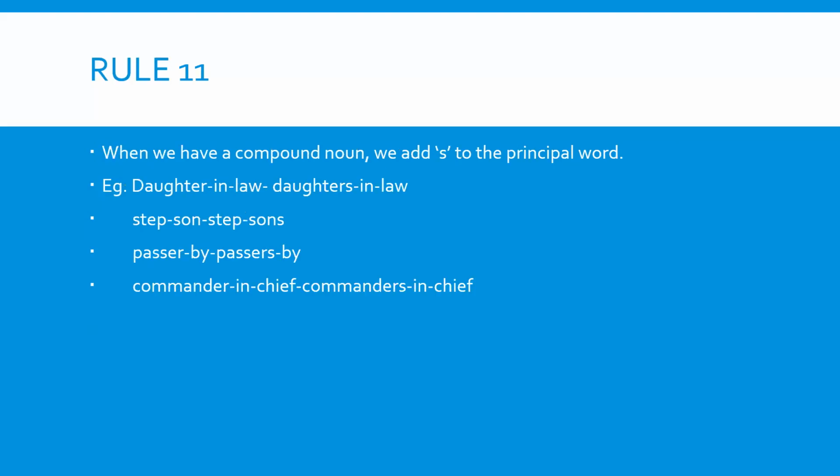Rule 11. When we have a compound noun, we add S to the principal word, the main one. So daughter-in-law does not become daughter-in-laws. It becomes daughters-in-law because we are adding the S to the main word, which is daughter. Similarly, for stepson, we say stepsons because son is the main word. Passerby becomes passers-by. Commander-in-chief becomes commanders-in-chief.